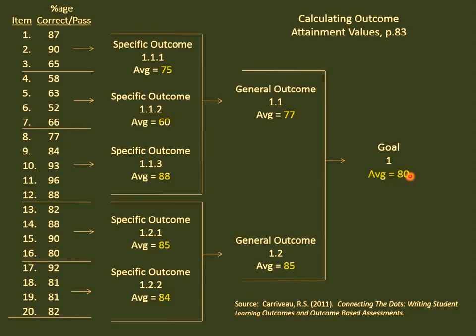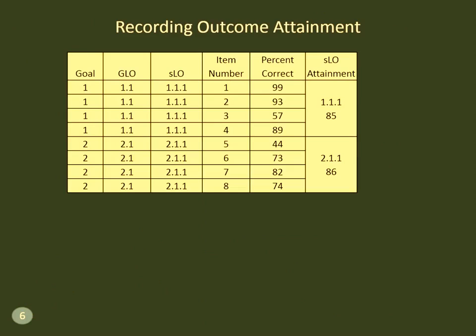Now, if you average those 3 together with a weighted averaging, then you have something you can talk about at the general outcome level. It's not exactly where you're teaching or where the instructor is most interested, but it's a good reporting level, and it's also valuable for the instructor to look back at. But they're going to be more interested in the specific outcome level. And the same thing happens with the rest of the items. Now you have 2 general outcome statement values, and they average up to 80.